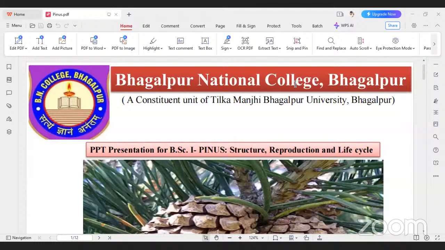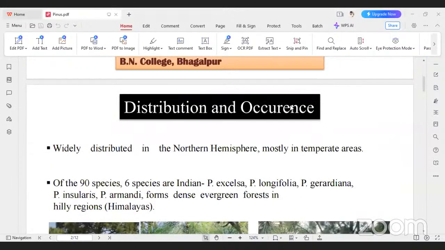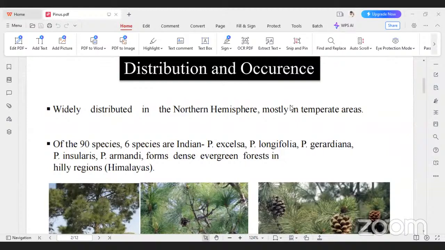So anyway, for example, if we directly enter into the Pinus type study, are you able to see this slide? Hello? Are you able to see this Pinus distribution occurrence? Hello? Is it visible or not? Hello? Yes, sir. Visible. Right.